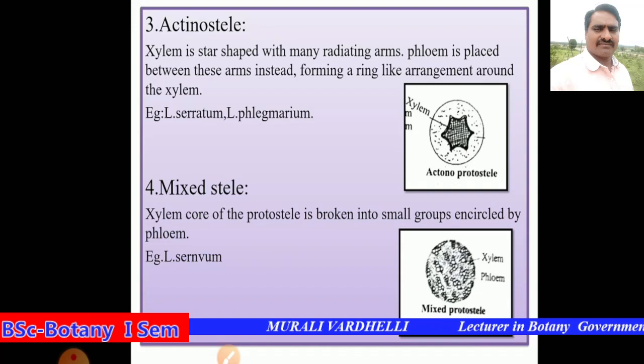Mainly, how we can identify the actinostele: just a star-shaped xylem present in the vascular cylinder. So this star-type or armed type of xylem is surrounded by the phloem. That type of stele is called actinostele. Example, Lycopodium serratum and Lycopodium phlegmaria.